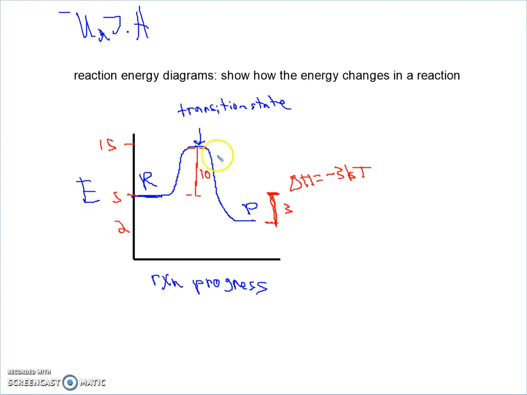All right. So I guess I need to label these. This one right here is the activation energy, and this vertical distance here is the heat of reaction. All right, feel free to pause and catch up or replay any of that. I'm going to move on to Unit 7B.